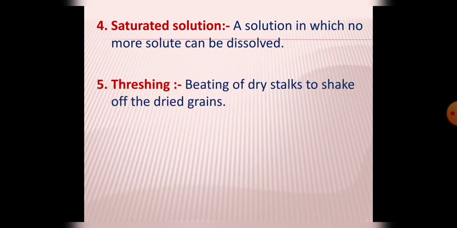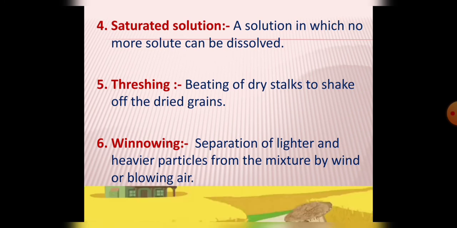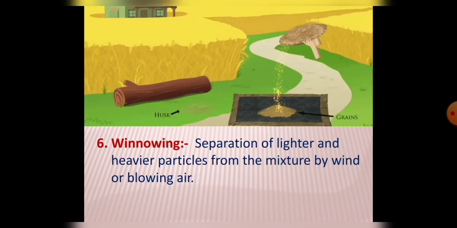Now last point is winnowing, separation of lighter and heavier particles from the mixture by wind or blowing air. This method is usually done by farmers to separate grains from husk. Here, something like this in the given clip. The mixture is dropped from a height, husk is carried by air and forms a heap at a small distance, and grain falls vertically. Okay, so both get separated in this process. So this was all about the defining terms.